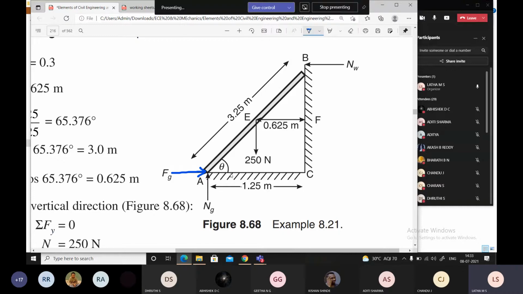This theta they have not given, but they have given the dimensions, 1.25 meter and 3.25 meter, which is the hypotenuse of the triangle. You can see it is composing a triangle, ABC. Now the total weight of the ladder is given as 250 Newton. Where will the weight act, students? Exactly at the center of the ladder, at the point of CG. Don't worry about this, I'll tell you where it comes.